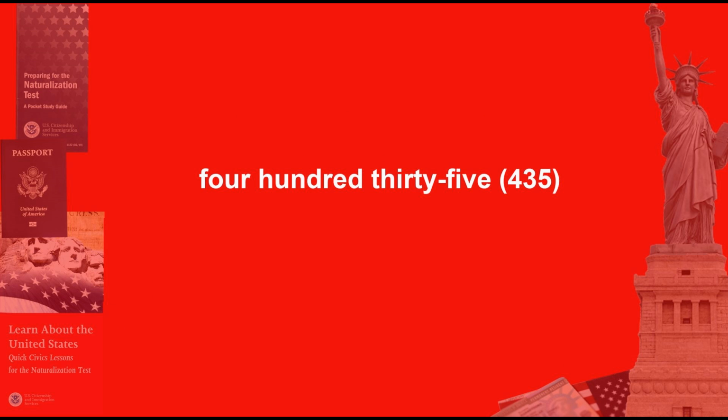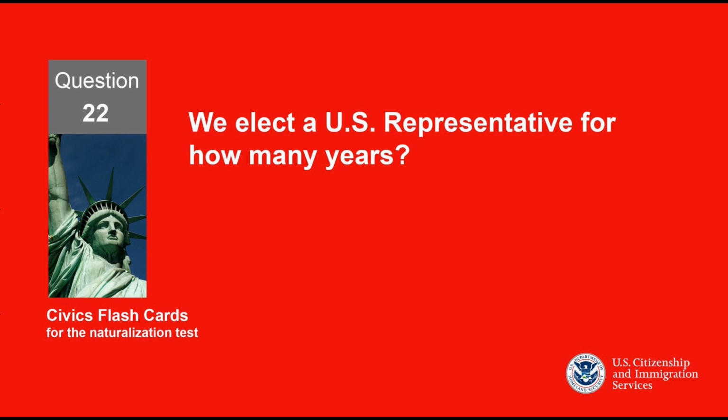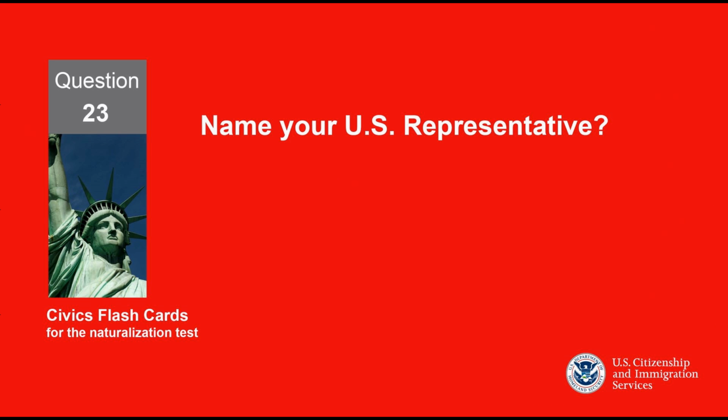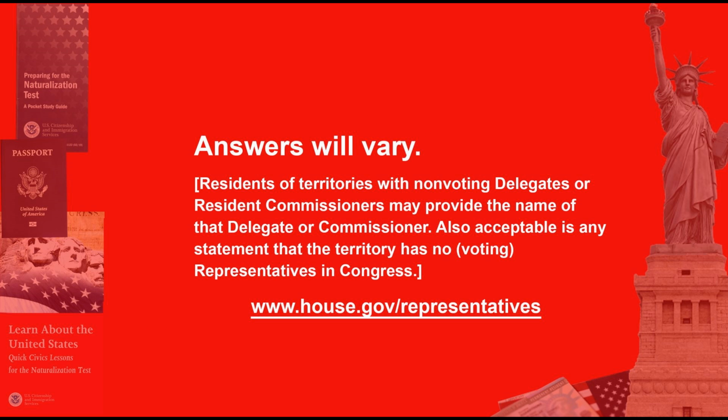The House of Representatives has how many voting members? 435. We elect a U.S. representative for how many years? 2. Name your U.S. representative. Answers will vary. Please check the link in description.